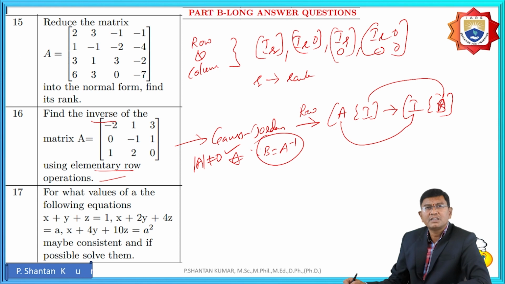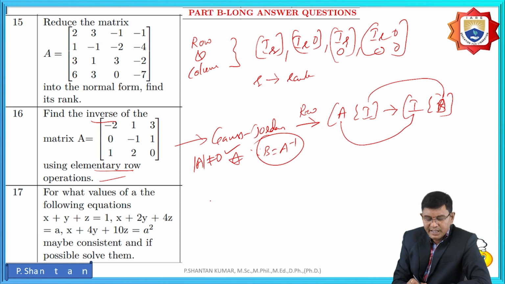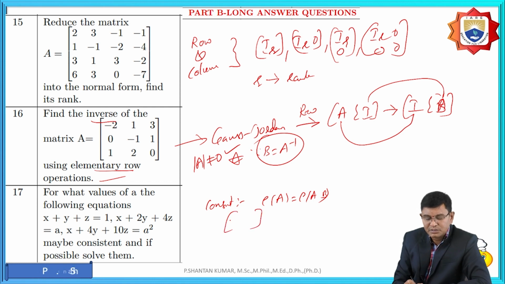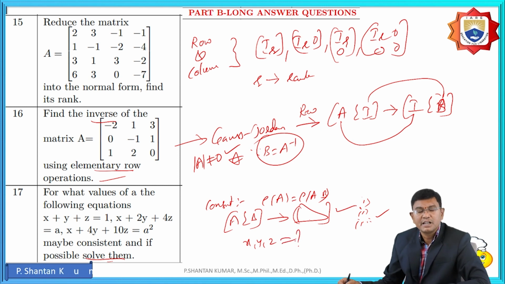Next, for what values of the parameter are the equations consistent and the solution possible? The equations are consistent if the rank of A is equal to the rank of [A | B]. Based upon this, the matrix [A | B] is reduced to echelon form, and we need to find the first condition, second condition, and third condition. After that, you solve the equations, that is x, y, z, depending on the rank condition, and after comparison you find the solutions.